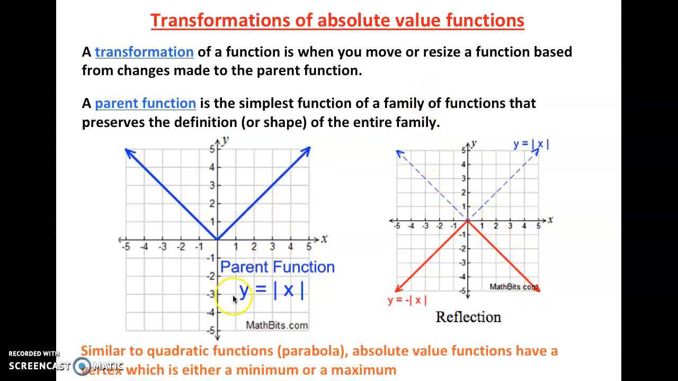And just a reminder, these are similar to quadratic functions, which were parabolas. Absolute value functions have a vertex, which can either be a minimum, like these blue lines, or it could be a maximum, like this red line. Also, you can have an axis of symmetry as well, similar to quadratics. Now let's look at the general form of an absolute value function. This is what an absolute value function looks like. The f of x equals some number a, absolute value x minus some number h, close the absolute value symbol, plus some number k. So let's break this down.